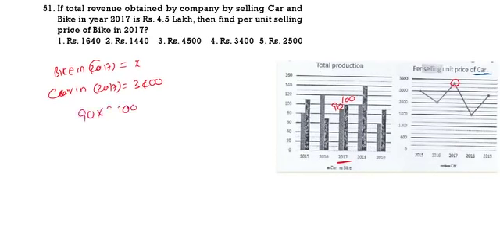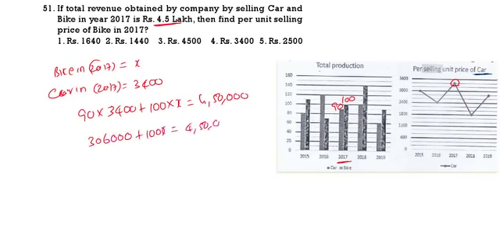90 into 3,400 plus bikes. Bikes are 100. 100 into X. The total is equal to 4.5 lakhs. That is 4,50,000. Do the calculation. This will be equal to 306,000 plus 100x is equal to 4,50,000.